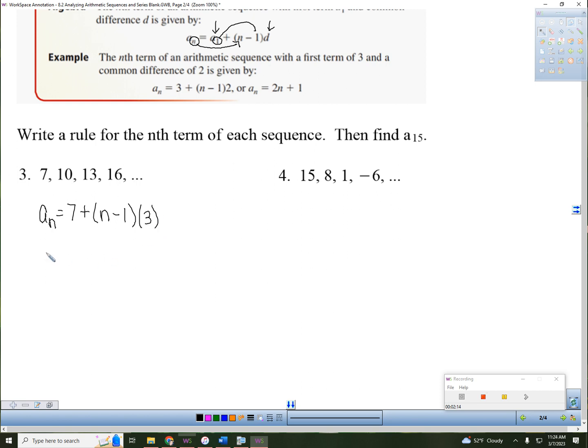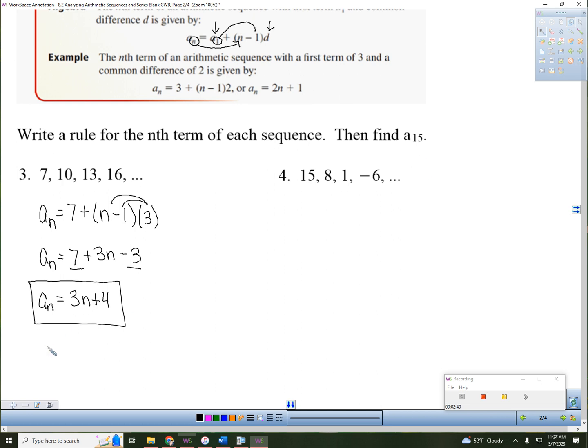At this point, it's nothing but simplifying. So I need to distribute my 3 through the parentheses. That gives me 7 plus 3n minus 3. So I have 2 like terms to put together, and then I'm going to put this in standard form. So the 3n should be at the front, and then 7 and negative 3 make 4. So there is my rule.